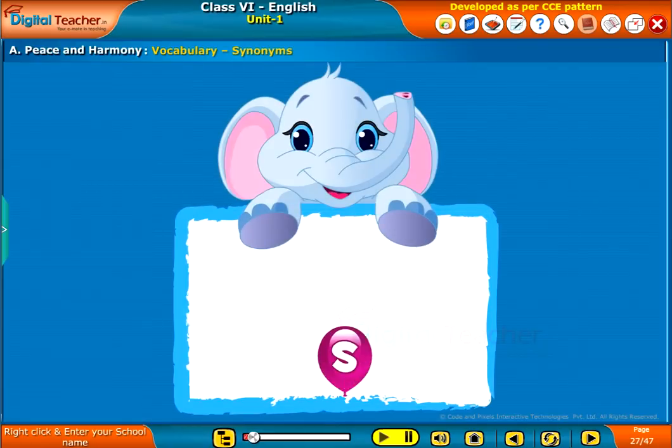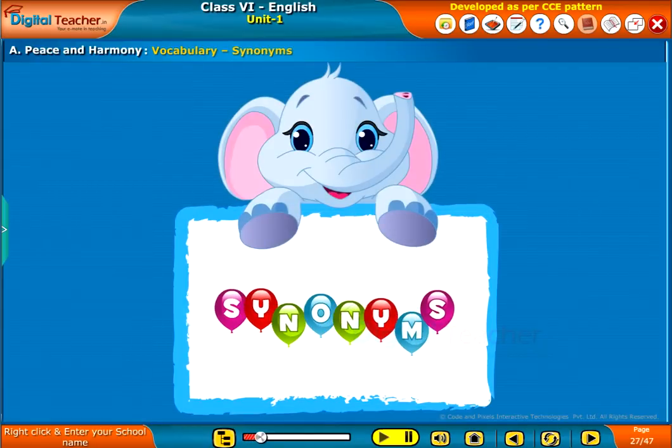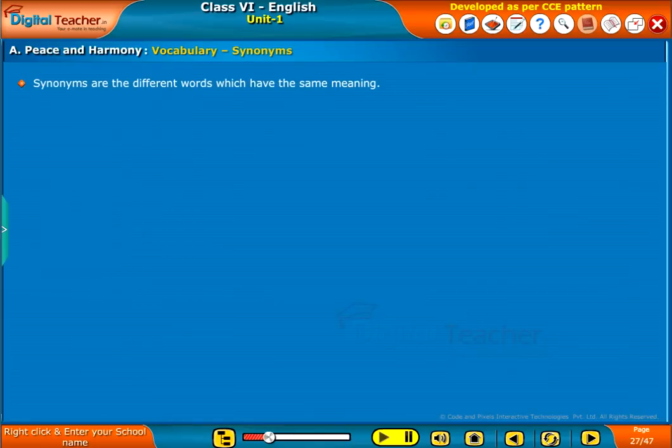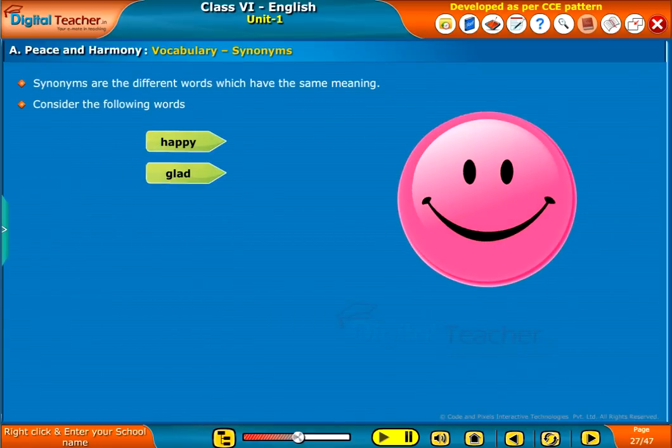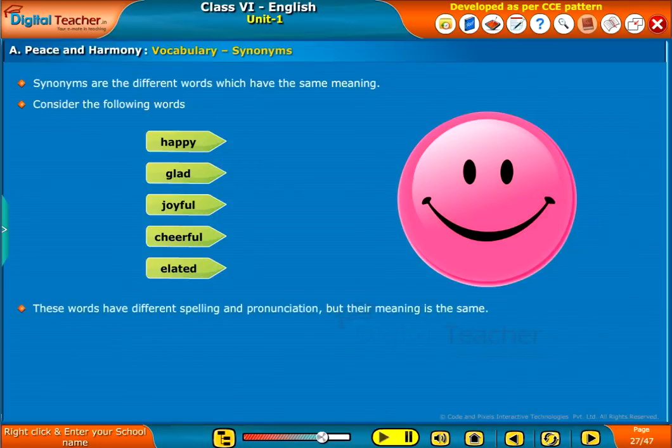In this section, we learn about synonyms. Synonyms are the different words which have the same meaning. Consider the following words: happy, glad, joyful, cheerful, elated. These words have different spelling and pronunciation, but their meaning is the same. Such words of same meaning are called synonyms.